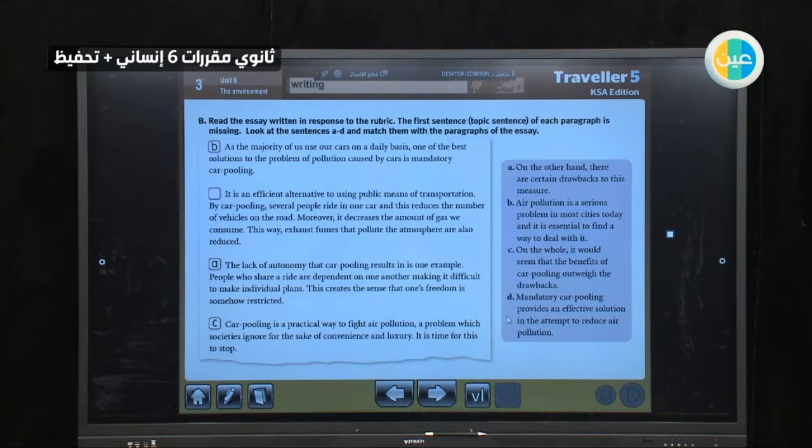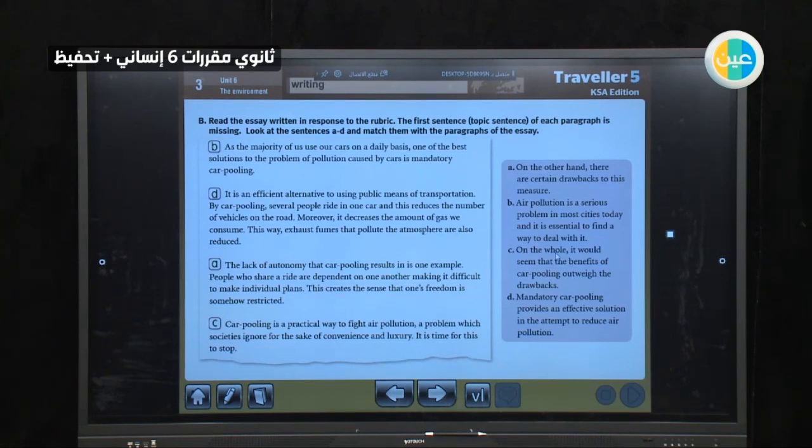Okay, go for sentence number D. Mandatory carpooling provides an effective solution in the attempt to reduce air pollution. So, in which paragraph? Here he is talking about carpooling itself. So, if you read the whole paragraph, it will be like this. Air pollution is a serious problem in most cities today, and it is essential to find a way to deal with it, as the majority of us use our cars on a daily basis. One of the best solutions to the problem of pollution caused by cars is mandatory carpooling. This is the introduction of the article.